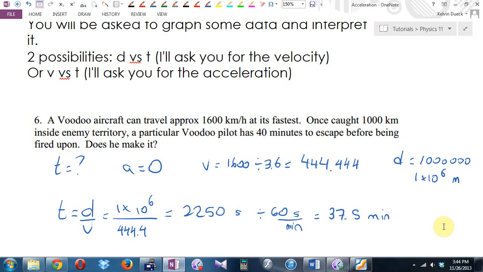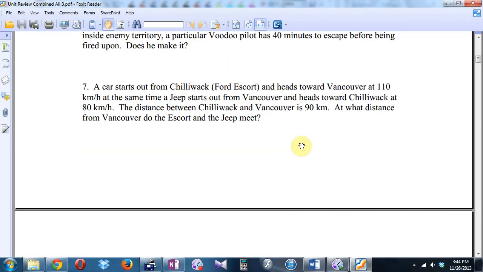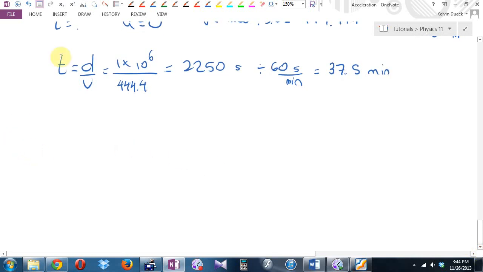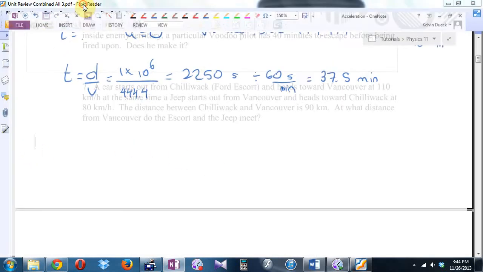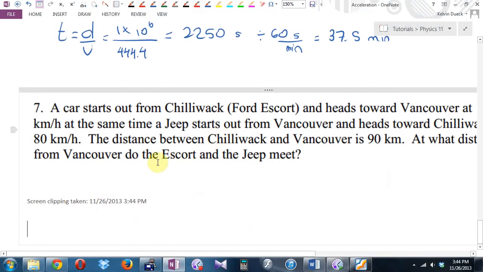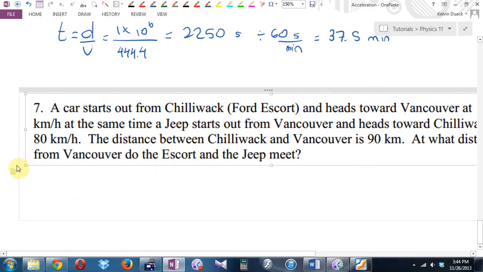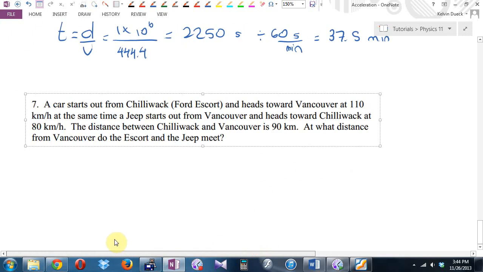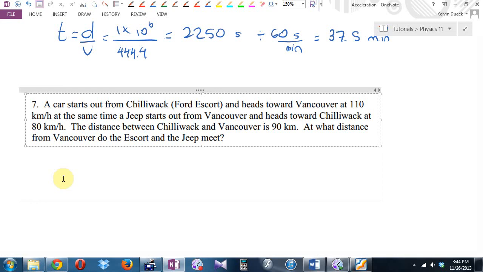Well, I'm not done. Darian, what was your other question? 7? Ooh, relative velocity. So this is a good one. This is very similar to, I think it was number 5 on the relative velocity practice sheet. Okay, let's go over here. A car starts out from blah, blah, blah. Okay. Is there more than one object? Are they both moving? This is a job for relative velocity.